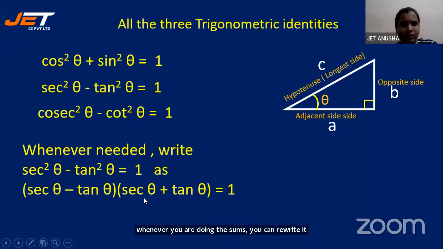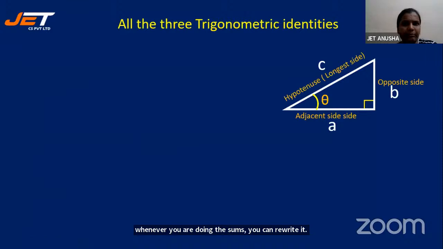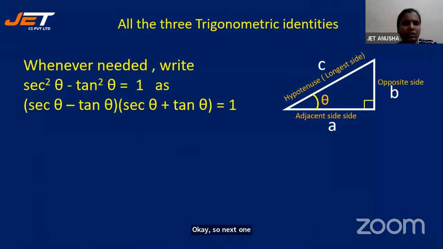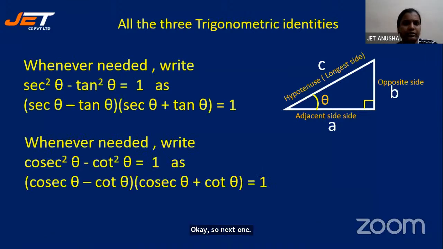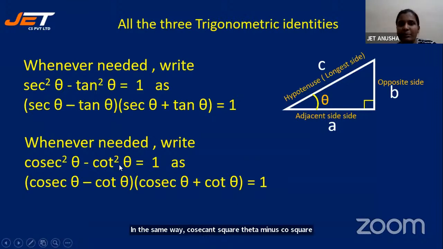Okay. So next one. In the same way, cosecant square theta minus cot square theta is equal to 1. This is also like a square minus b square. We can change it as a minus b into a plus b, the same way. So here, cosecant theta minus cot theta into cosecant theta plus cot theta is equal to 1.